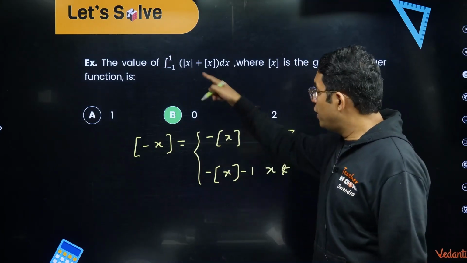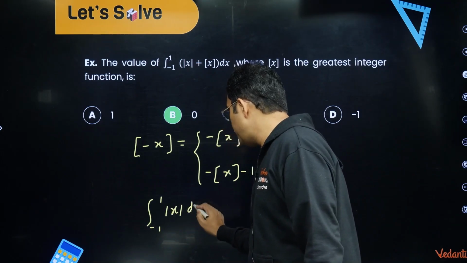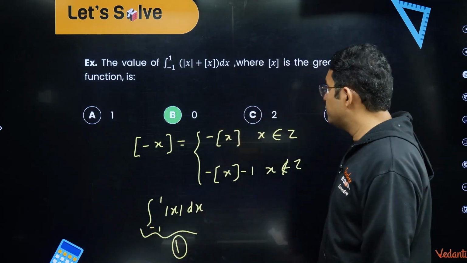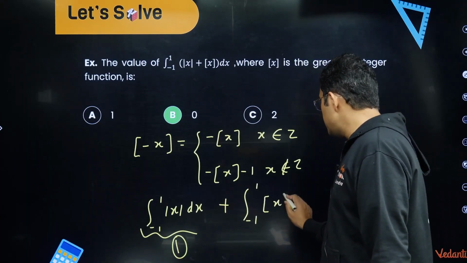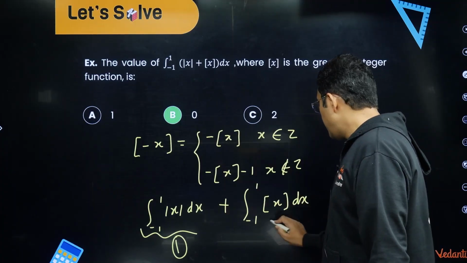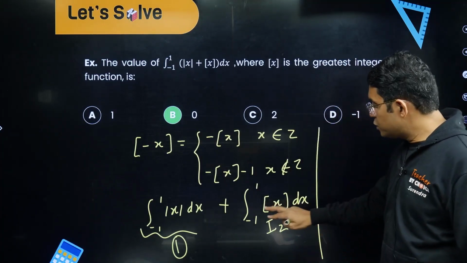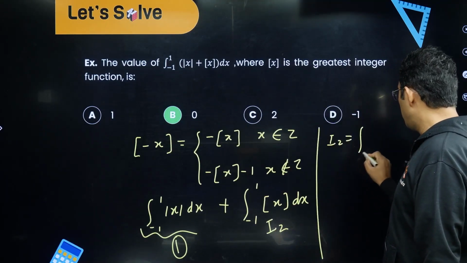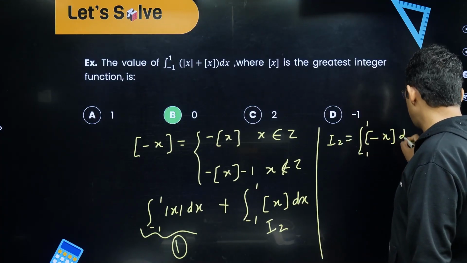Now for the first part, minus 1 to 1 mod x dx, I will not do it. This we already know, we have done it in two ways already, answer is 1. Now let's talk about this integration, minus 1 to 1 greatest integer x dx, and let me call this I2. Now if I use King's rule, because minus 1 plus 1 is 0, I2 will be equal to minus 1 to 1 of greatest integer of minus x dx.